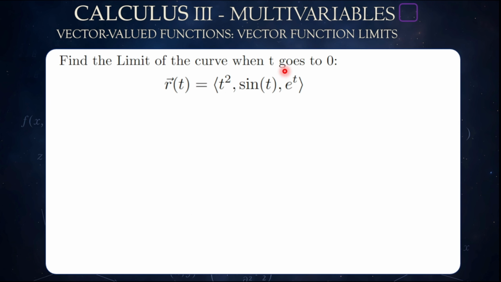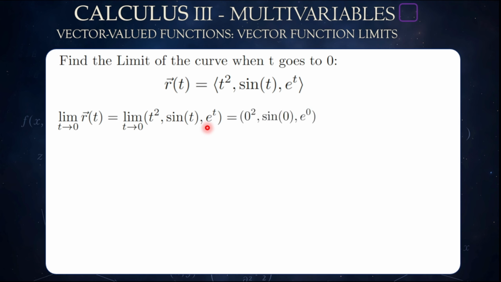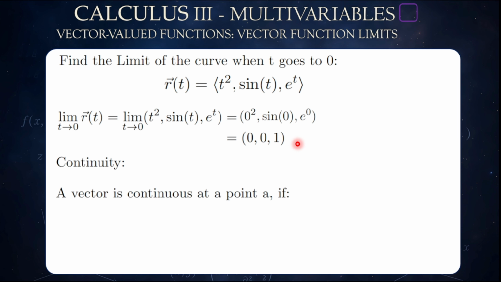Find the limit of the curve when t goes to 0. The following curve is r of t equal <t squared, sine t, and e to the power of t>. So the limit of r of t when t goes to 0 is equal to the limit, t goes to 0, of <t squared, sine t, e to the power of t>, which is equal to <0 squared, sine 0, e to the 0>. Sine 0 is 0 and e to the 0 is 1. So the answer is <0, 0, 1>.